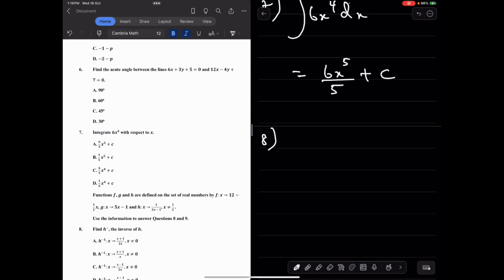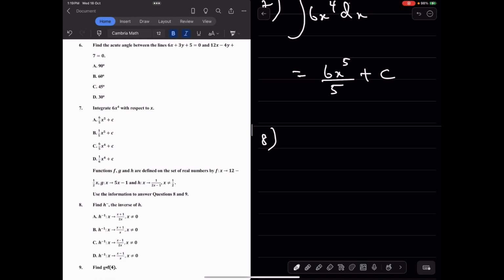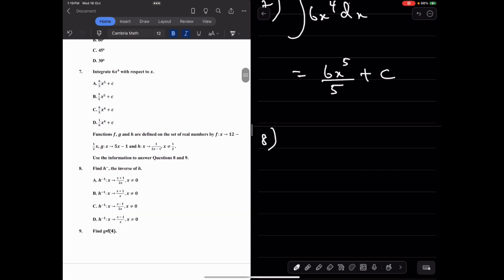Number 8, we are given functions f, g, and h. The definitions of the functions are already written. Now use this information to answer questions 8 and 9. Question 8 says find the inverse of h. Find h inverse. First of all, we know that h of x is, let me correct this, find the inverse of h. That's the first one. Now what is h of x?